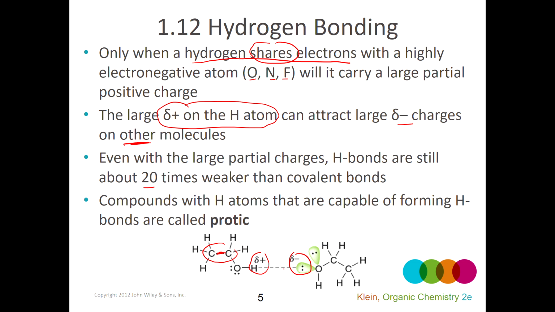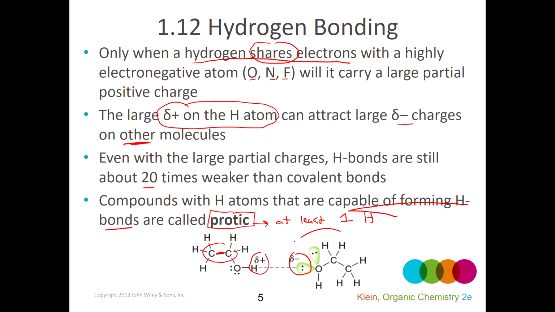Typically at room temperature, those attractions are often breaking and then reforming because they're not nearly as strong as covalent bonds. And that introduces a new term that we use called protic, and that basically means that there's at least one hydrogen in the molecule capable of forming a hydrogen bond.